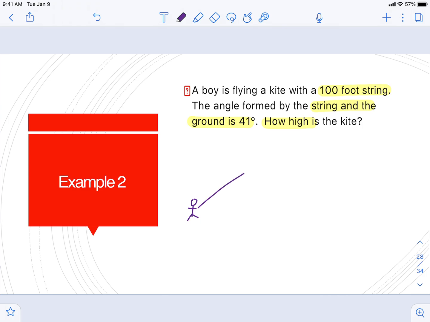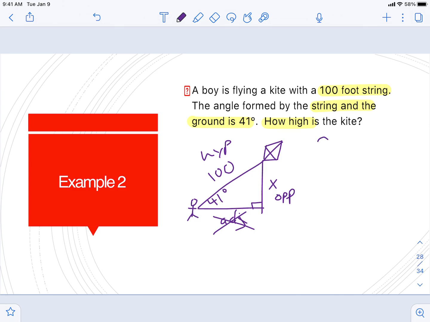So I got my kid over here. He's holding a kite at the end of the string. That kite string is 100 feet long. The string and the ground, that angle is right here, so that is 41 degrees. And we want to know how high is the kite. So we'll put our X at the part of the triangle that represents the height. All right, 100 is my hypotenuse, X is my opposite, and my adjacent is the ground. I'm not using the adjacent in this case.